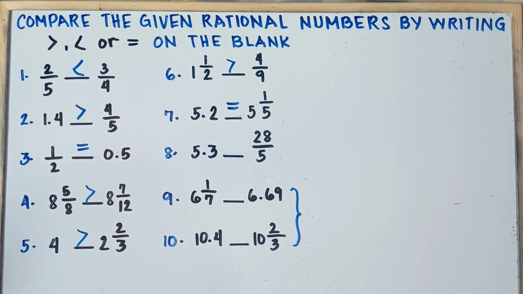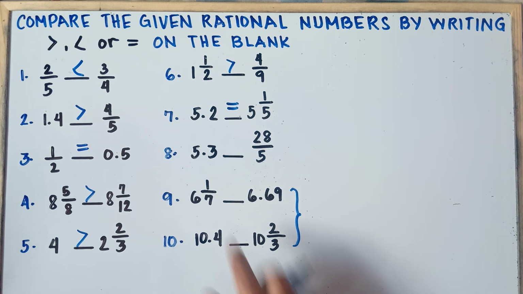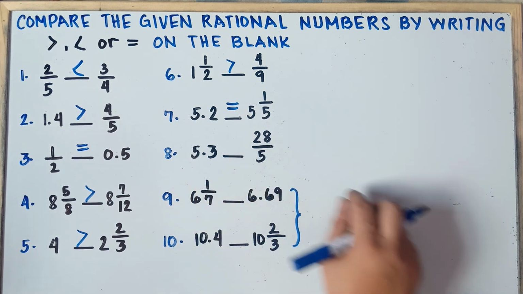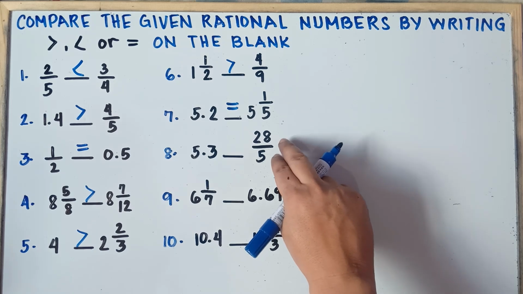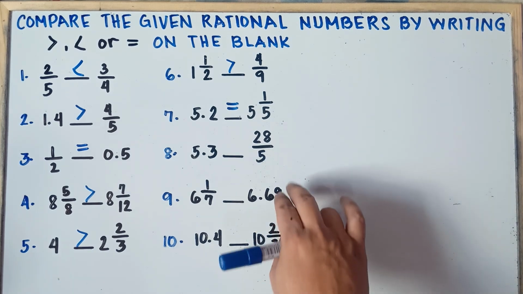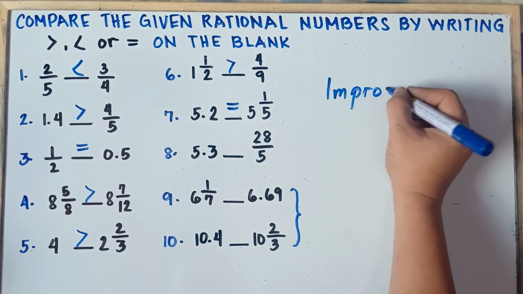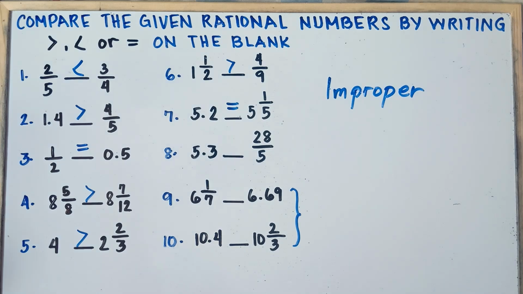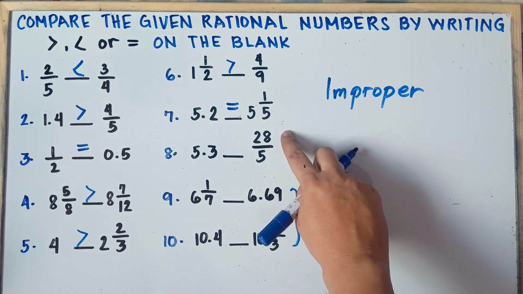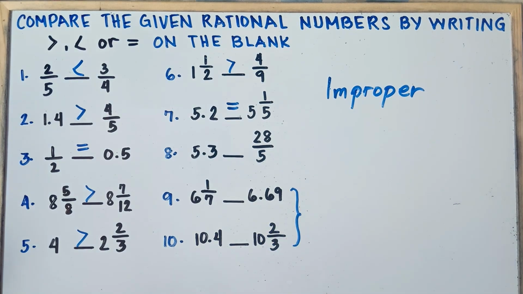Alright, so let's have example number 8. So we have given 5.3 and 28 over 5. So let's convert this one, this improper fraction. Once again, class, we call this one improper fraction. I hope you remember this one, class, during your elementary years. Improper fraction, the numerator is greater than the denominator. So we need to convert this one into decimal.